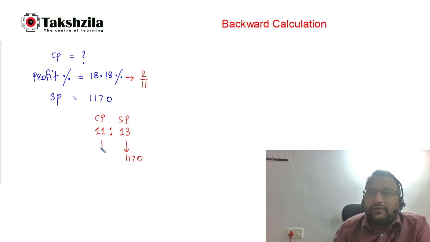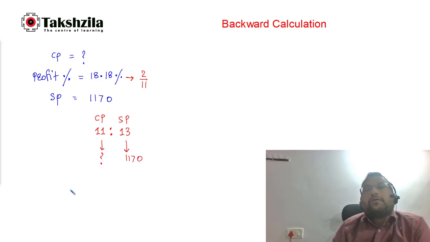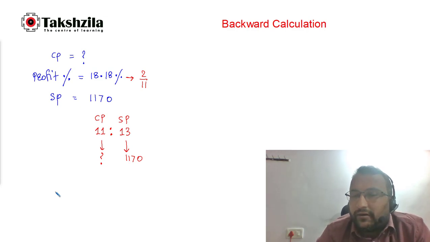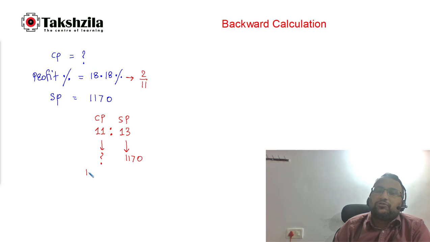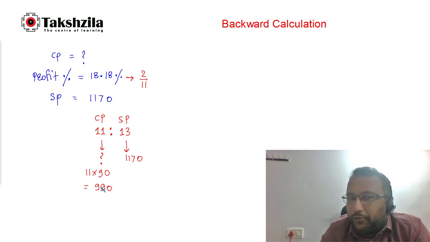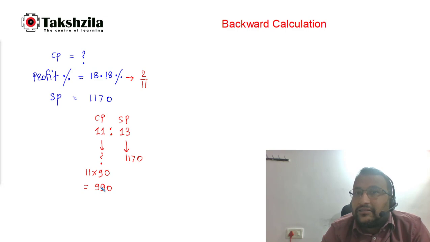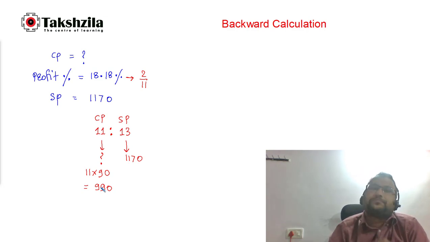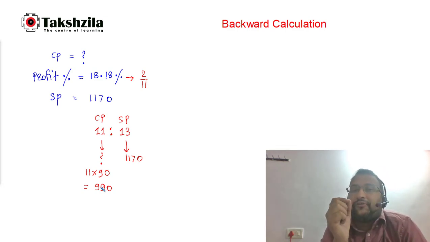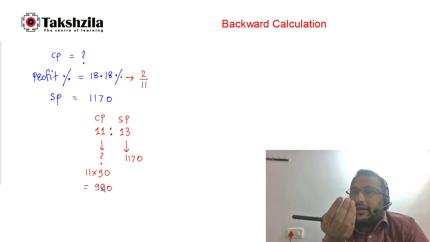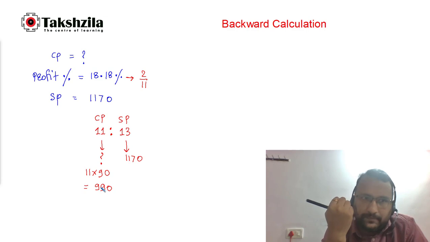So this 11 represent how much? By which number shall we multiply 13 to get 1170? Into 90. So 11 should get multiplied by 90. That is equal to 990. So the cost price of that article becomes 990 rupees. This is how we can use the ratio, and this is how we can do backward calculation. You need to remember profit percent, loss percent, they are always taken on cost price. We do not take any percentage on selling price.